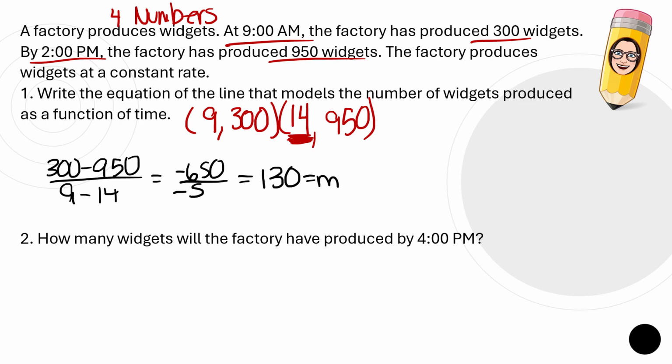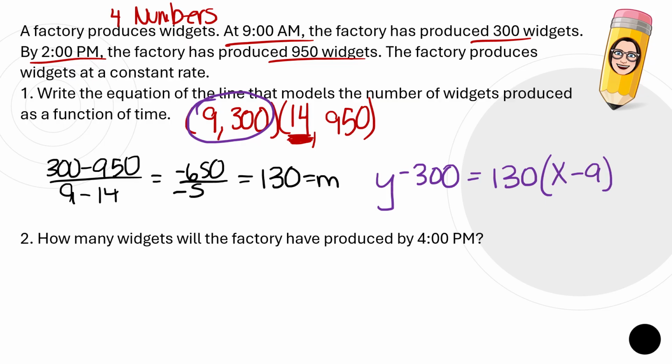So let's write our equation. Pick any point you want. I'm just going to pick the first one because it's first. Y minus 300, 130 is my m, X minus 9. Again, see other videos if you need help with that process, because that should be fast by now. Now, I didn't even read the question. Write the equation of a line that models. Perfect. There's my equation.